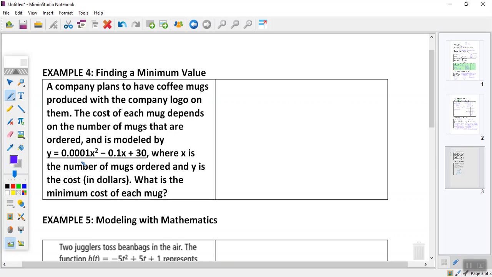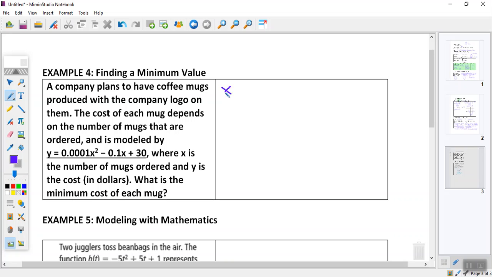The cost of each mug depends on the number of mugs that are ordered and is modeled by the function y equals 0.0001x squared minus 0.1x plus 30, where x is the number of mugs ordered and y is the cost in dollars. What is the minimum cost of each? Well, kids, if I'm looking for a minimum, we're looking for the vertex again. So let's roll on this.